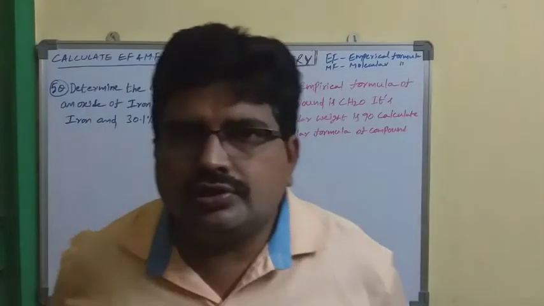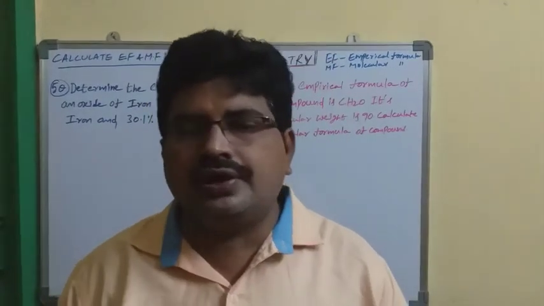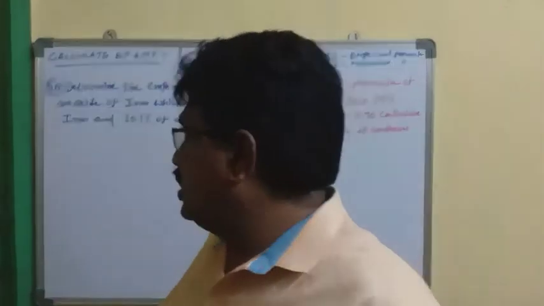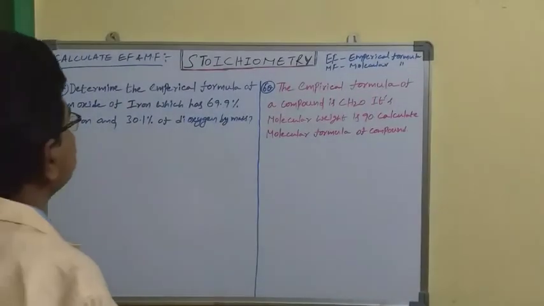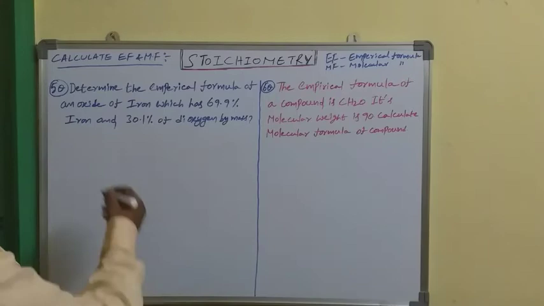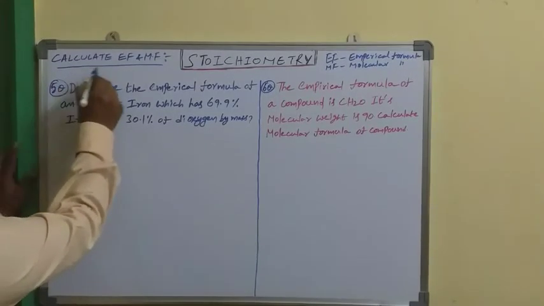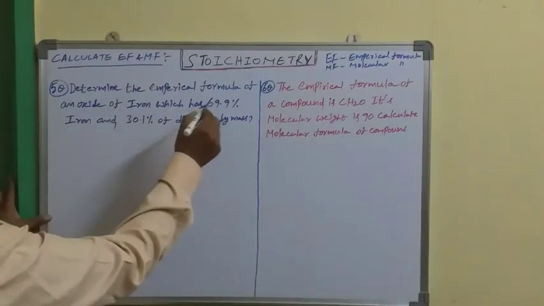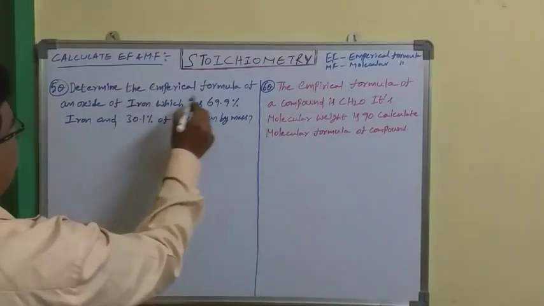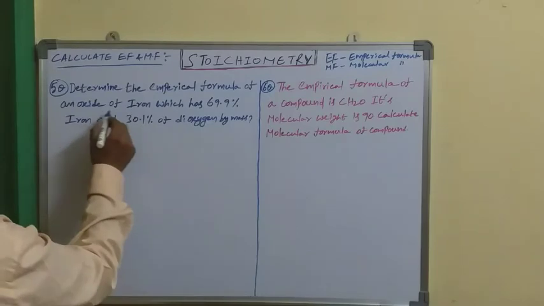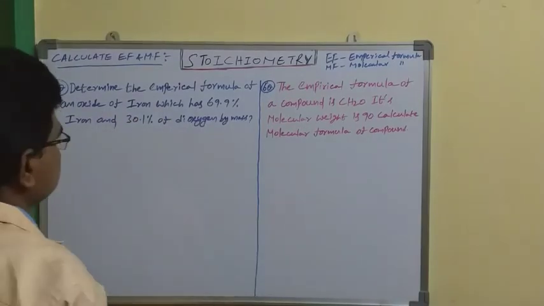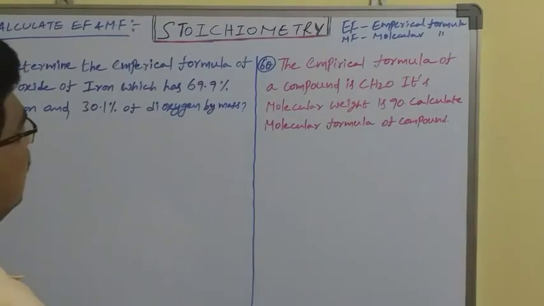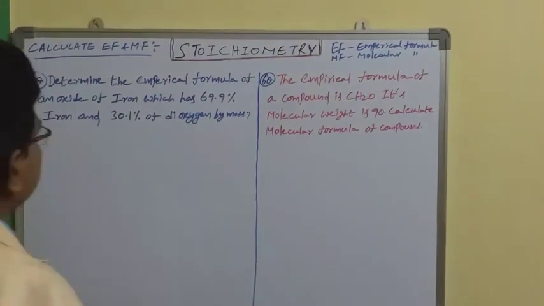Hello students, today's session we are going to calculate empirical formula and molecular formula. We already discussed 4 questions. Now I am going to calculate the 5th question. Calculate empirical formula and molecular formula. Determine the empirical formula of an oxide of iron which has 69.9% iron and 30.1% dioxygen by mass.